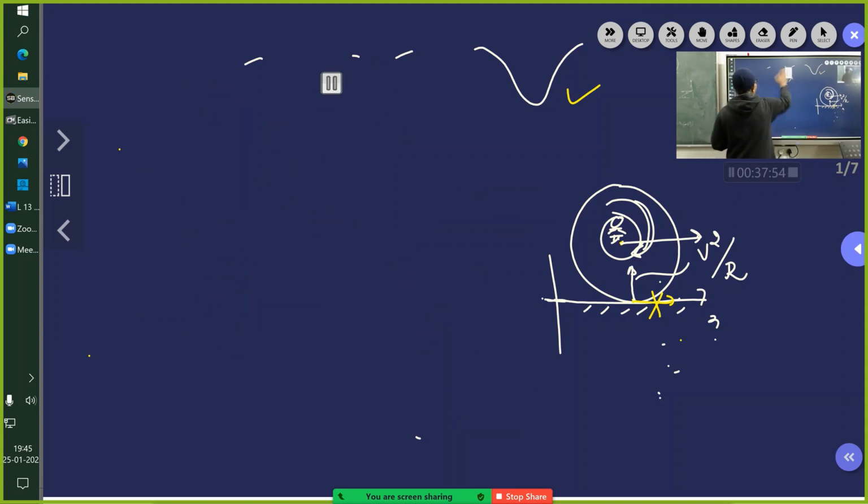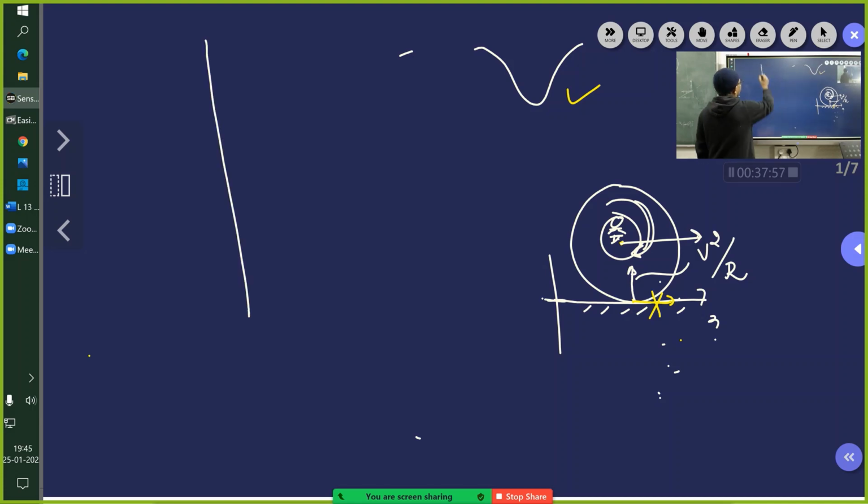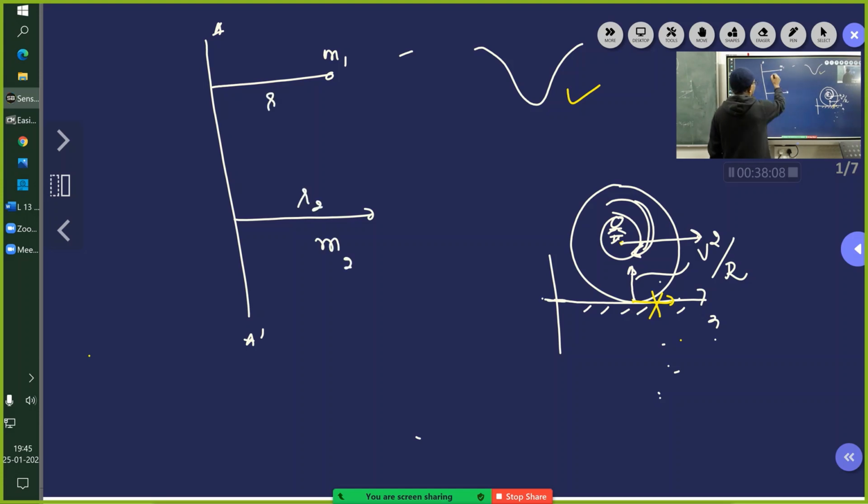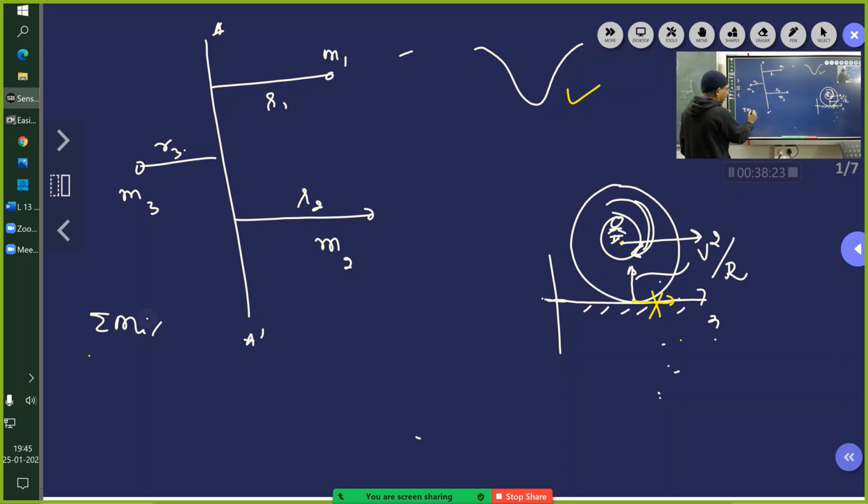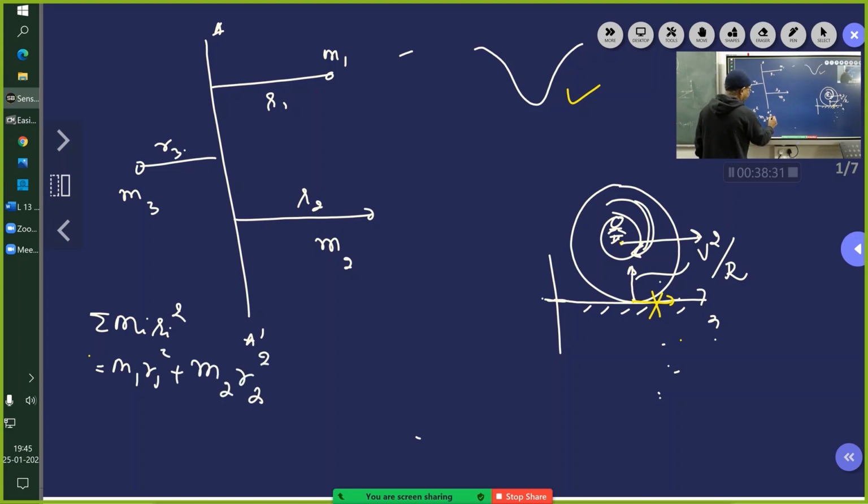So, supposing this is the axis of rotation A dash, and in the diagram you have seen this is mass m1, this is mass m2, so this is r2, this is r1, and here there is m3, r3, and so on. The total moment of inertia of all this about the axis A dash will be what? It is summation mi Ri square. So that becomes m1 R1 square plus m2 R2 square plus m3 R3 square.